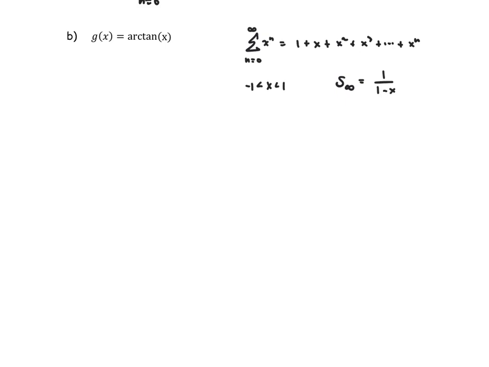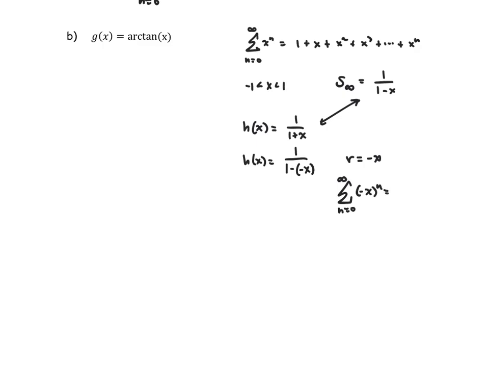x. Now, let's assume for a moment that we had a function, right? Let's call h of x 1 over 1 plus x. That looks very, very similar, right? Very similar. So if I rewrote h of x as 1 over 1 minus a negative x, we could see that the common ratio in this case would be negative x. So the summation here from n equals 0 to infinity would just be negative x to the nth power, which of course would be 1 minus x plus x squared minus x cubed, and so on.